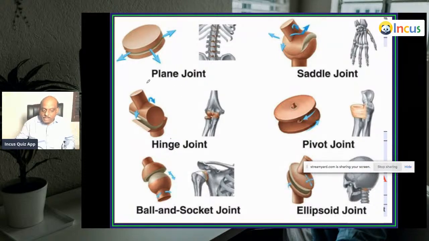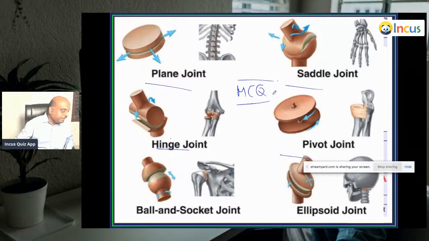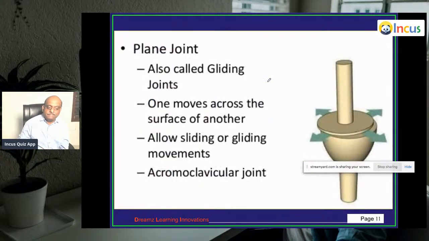So you have a plane joint, saddle joint, hinge joint, pivot joint, ball and socket, and ellipsoid. That's how you have different types of joints in various areas. So this is one favorite MCQ repeatedly asked in the NEET PG entrance exam.